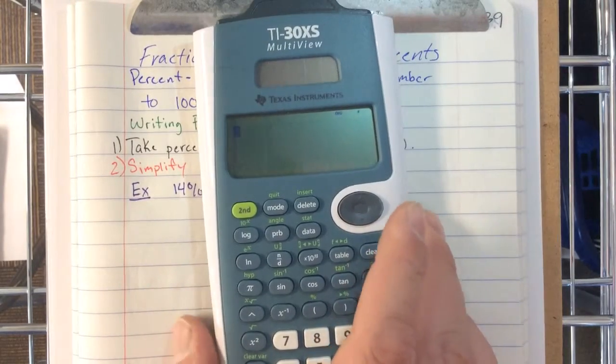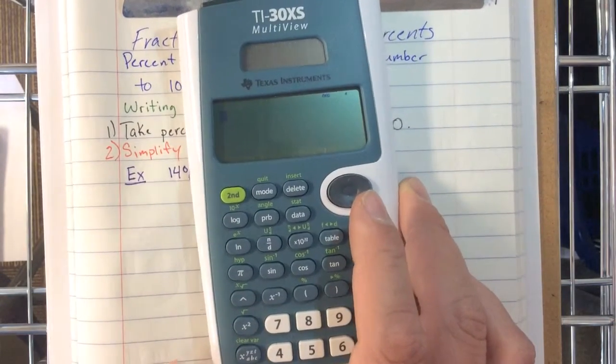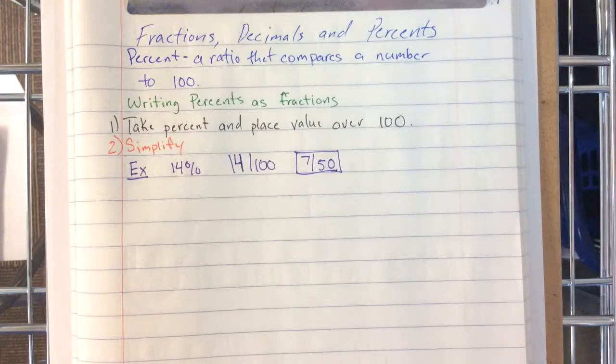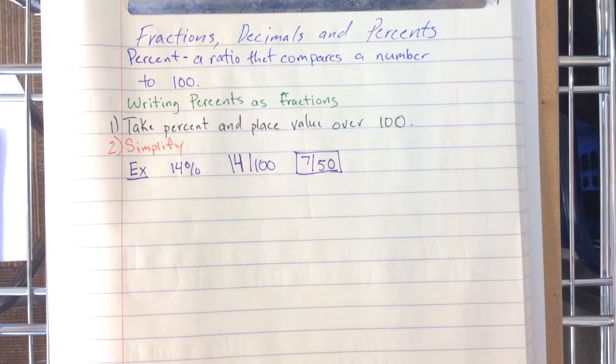What if you don't have a calculator? What are you going to have to use? Your brain. You can use a calculator online if you don't have your calculator, but you could do all this by mental math. Like we saw, 14 and 100 are both divisible by 2, and use those divisibility rules.